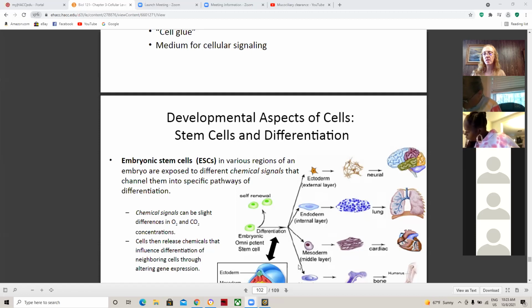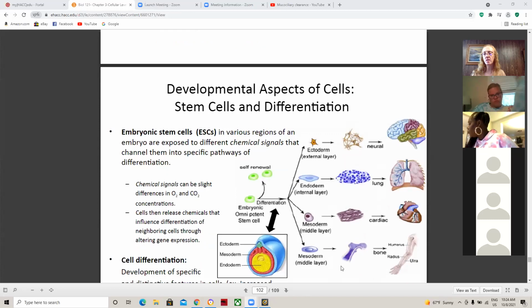Chemical signals can be slight in that you can have differences in oxygen and carbon dioxide concentrations. And cells can release chemicals that will influence the differentiation of neighboring cells, through altering the gene expression in neighboring cells. This has a lot to do with our cell adhesion molecules and receptors, integral proteins that determine what type of cell a particular cell is going to become.